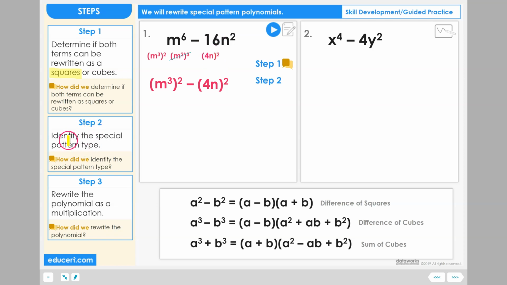Step 2. Identify the special pattern type. We have a square minus a square, and that pattern follows the difference of squares, a squared minus b squared.